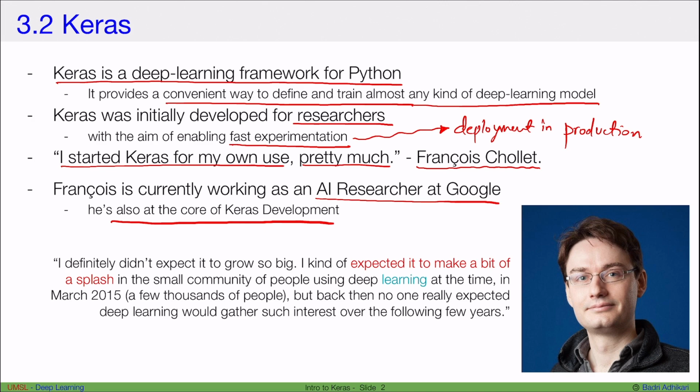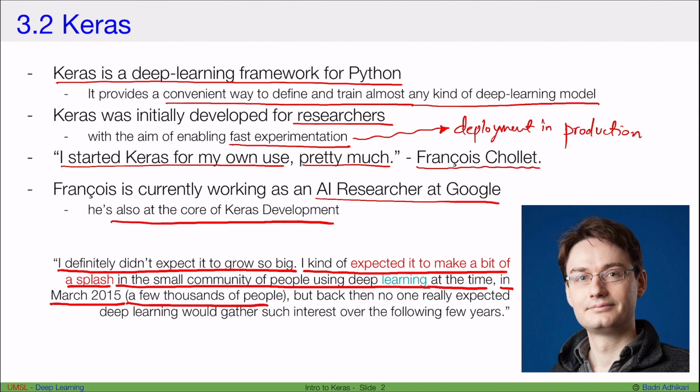This is what he had to say about Keras. I definitely didn't expect it to grow so big. I kind of expected it to make a bit of a splash in the small community of people using deep learning at the time in March 2015. A few thousand people. But back then, no one really expected deep learning would gather such an interest over the following few years. So he didn't expect Keras to become such a popular library at the time.